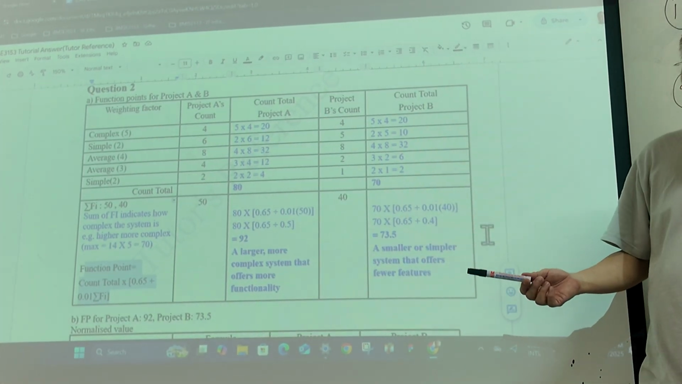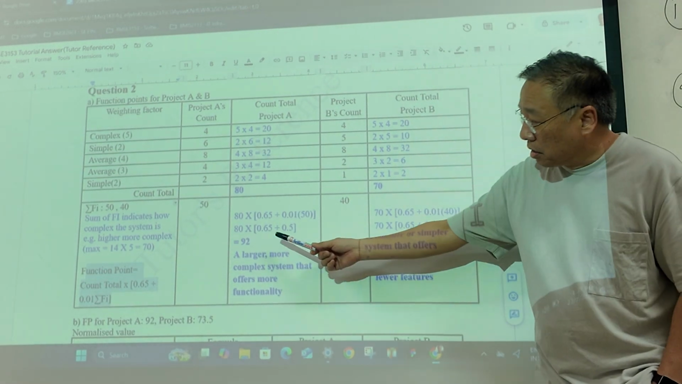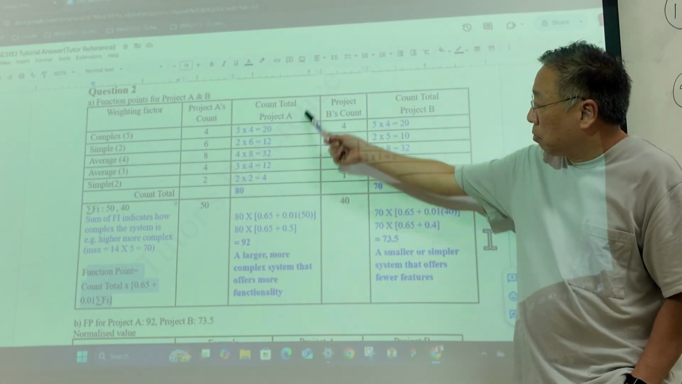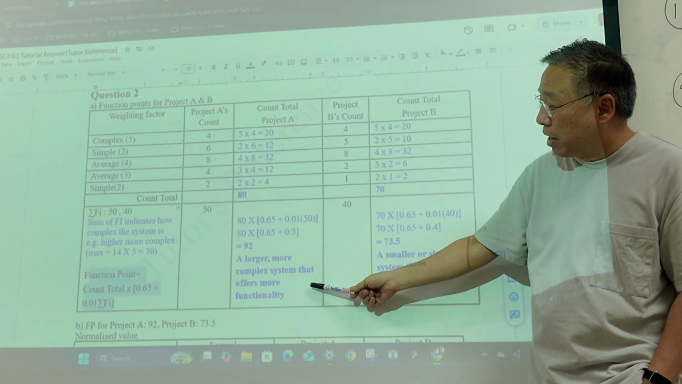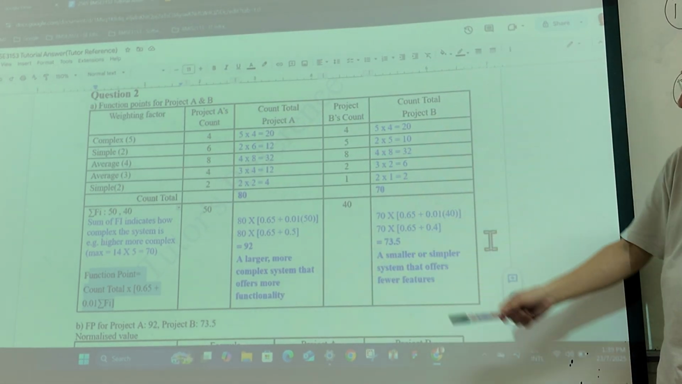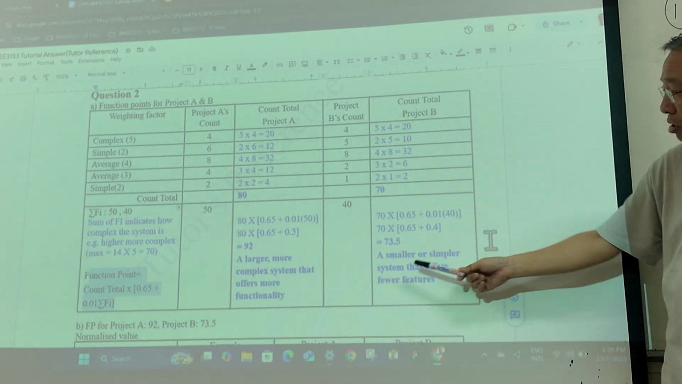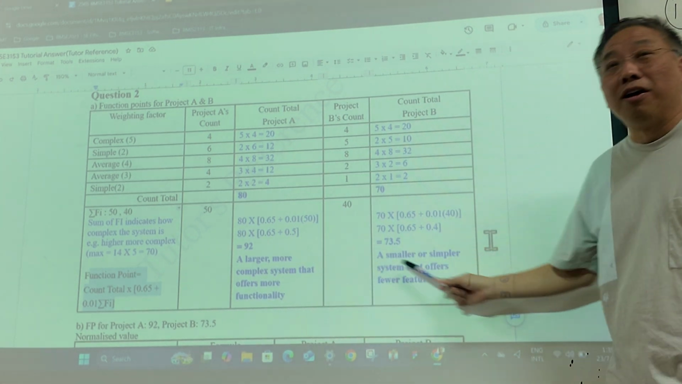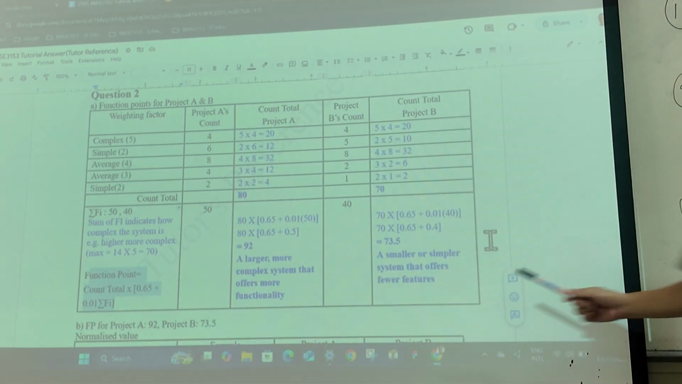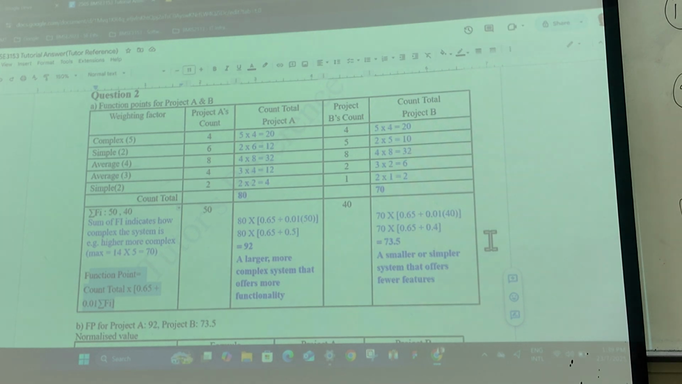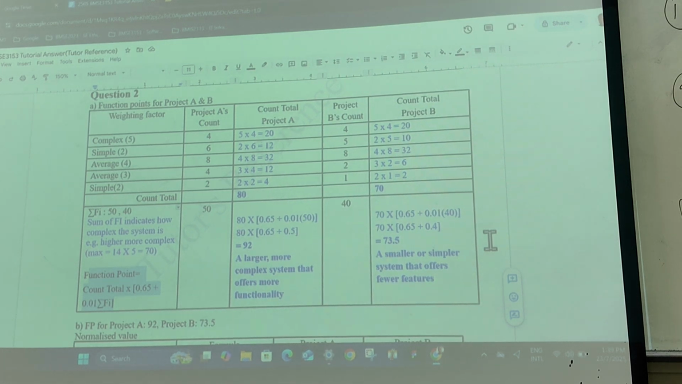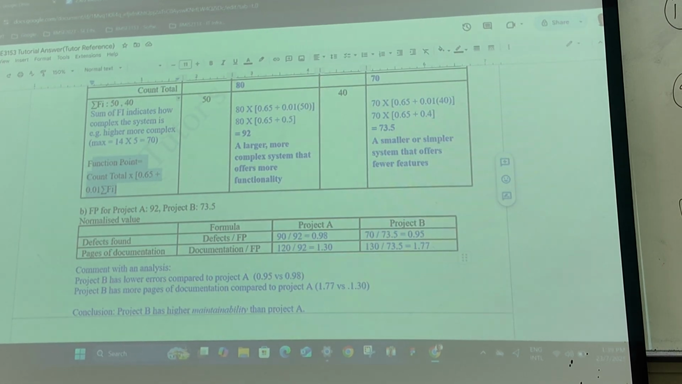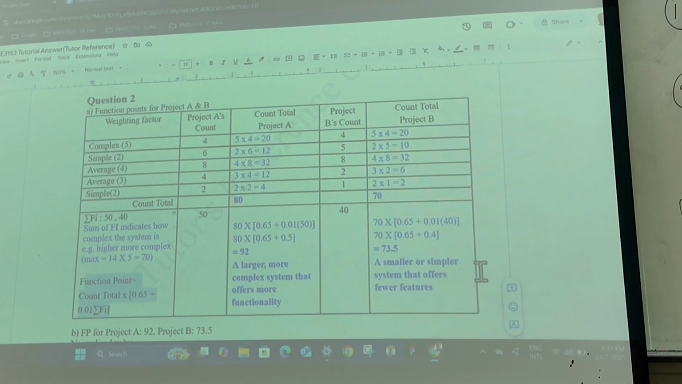And what these numbers show you, to be very clear, is that 92 here indicates that project A is a larger, more complex system that offers more functionality. And this is a smaller number, it just tells you that this is a smaller or simpler system that offers fewer features. So they can come to this conclusion because they see it from the point of the user in terms of functions in the system. That's how they get to this. Okay. So that's one part of the question.